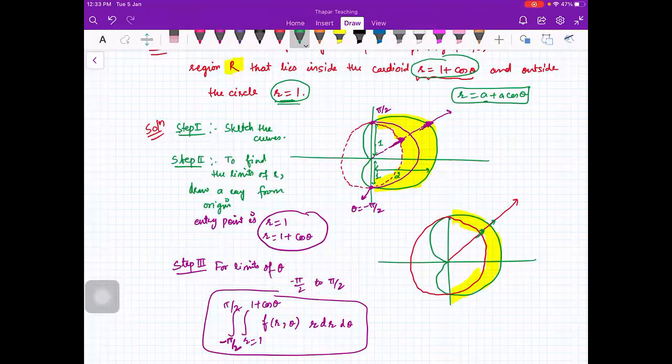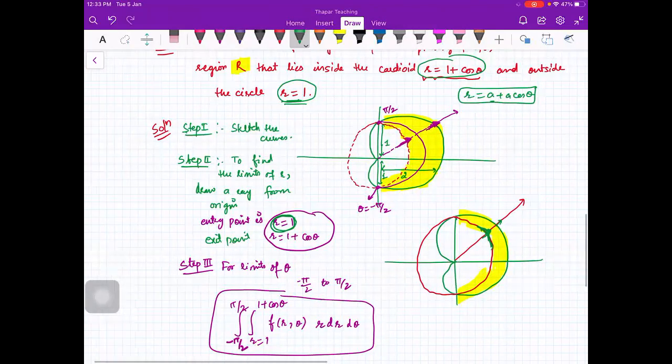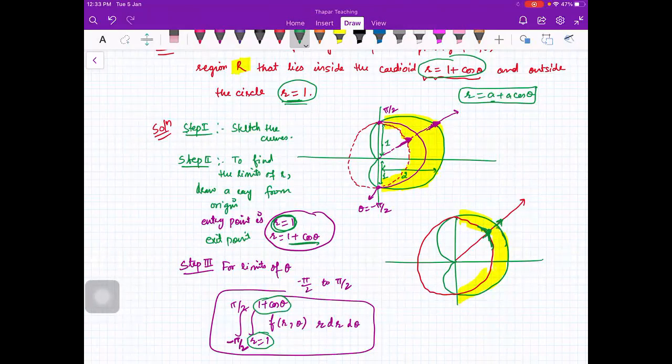Now what is the entry point? What is the name of this curve? This curve is r is equal to 1. So this is your entry point, and the exit point is here. What is the name of this curve? This is your cardioid, so this is r is equal to 1 plus cos theta. So that is why the limits are r from 1 to 1 plus cos theta. As we have done in the case of Cartesian coordinates, there we were drawing horizontal and vertical lines. Here you will draw a ray from the origin. Is that okay, beta? Yes, ma'am.